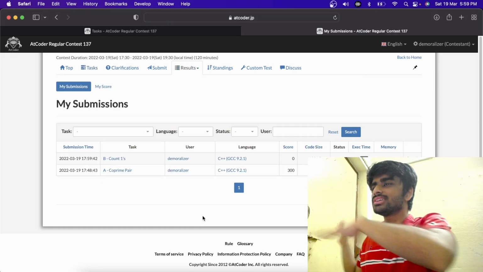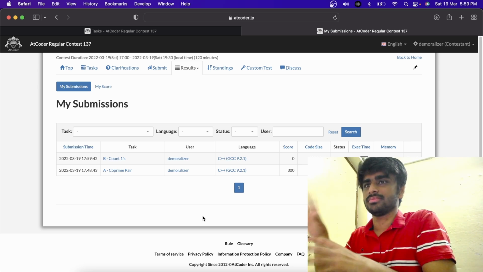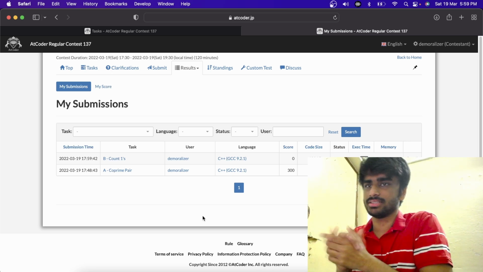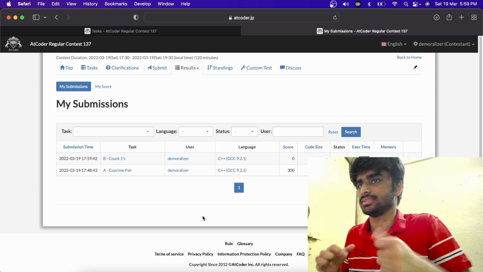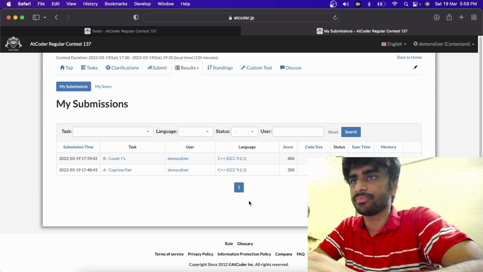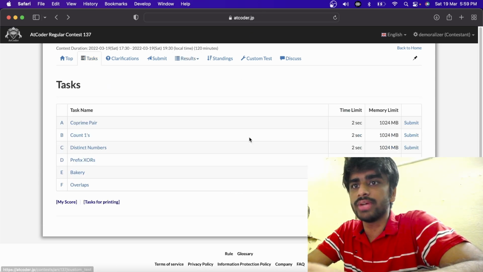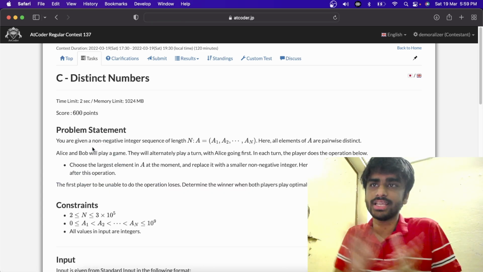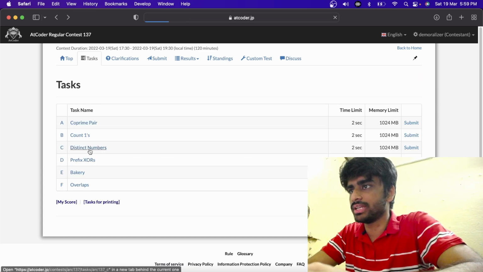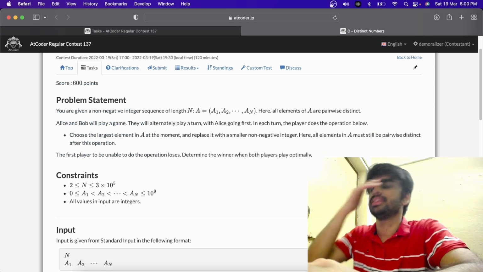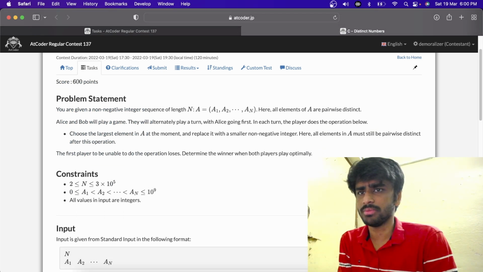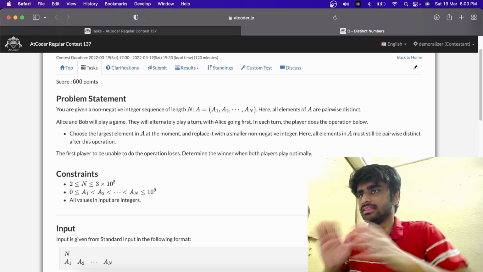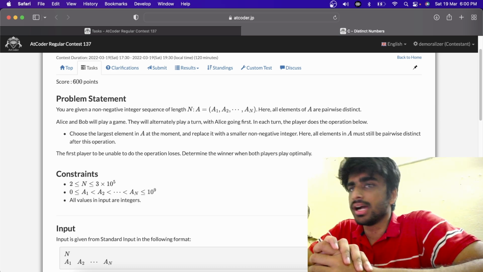There are a lot of coolers working. I hope my noise cancellation of this mic is working properly and you people are not able to hear that. Okay, so we got 2 at least. So this video is not a total waste. Third problem is usually difficult in ARCs. So maybe this will take like 20 more minutes and that will be the end of the contest for me.